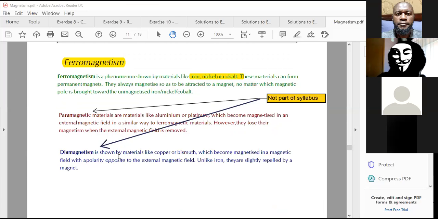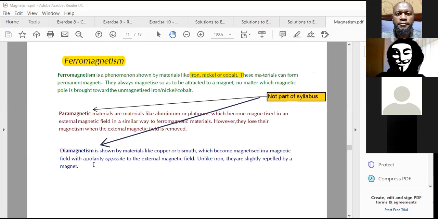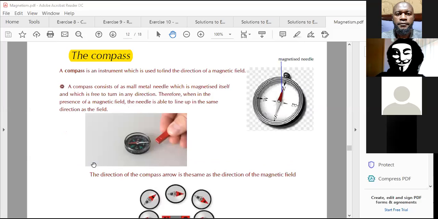Diamagnetism is shown by materials like copper, bismuth, I think plastic as well, which become magnetized in a magnetic field with a polarity opposite to the external field. Unlike iron, these ones do not get attracted. Instead, they are repelled by a magnet, right? So they are diamagnetic, right? That's what we mean by diamagnetic. Then we move on, right?